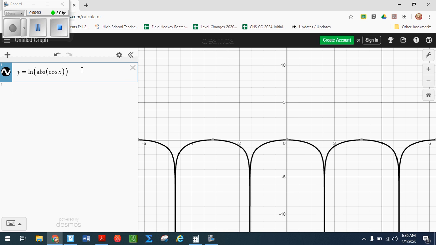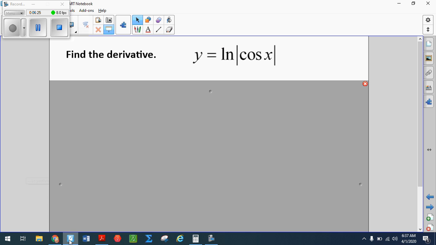Now, when I take the absolute value of cosine, because sometimes cosine's positive, sometimes cosine's negative, when I take the absolute value, I get only the positive values. So now I can take the natural log for any value of x plugged into cosine x. So my domain is not limited for values of x anymore. So again, we use the absolute value bars there to give us a full set of values to use in the domain.